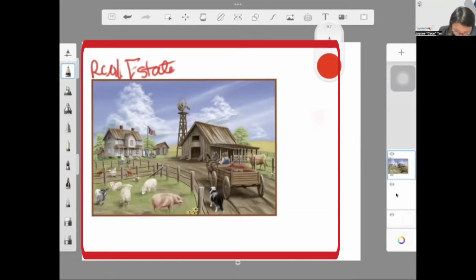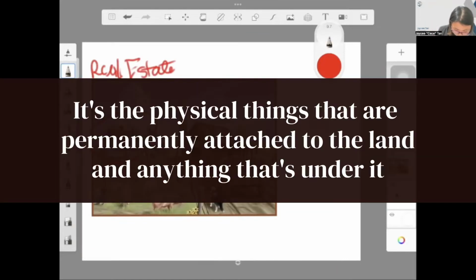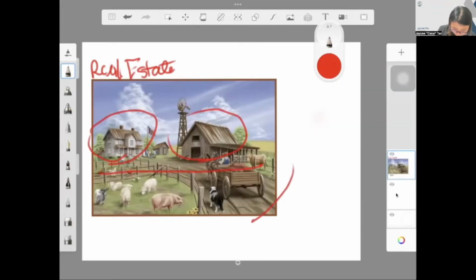Real estate is all of this, right? It's the physical things that are permanently attached to the land and anything that's under it. These could be natural resources like gas, oil, any dirt that's under it. These are all real estate, anything that is permanently attached to the land.